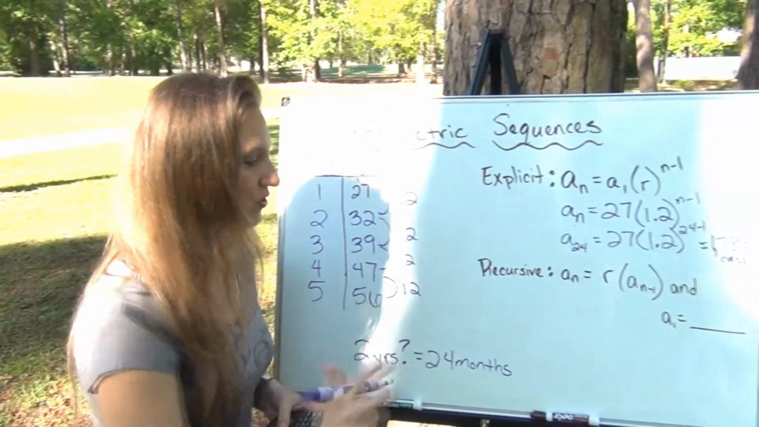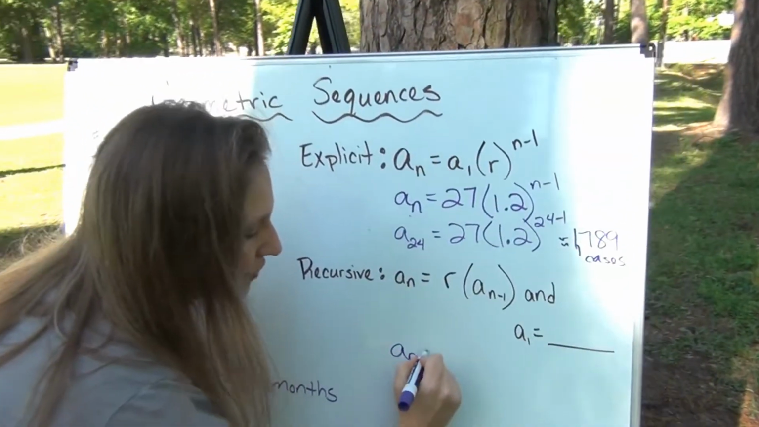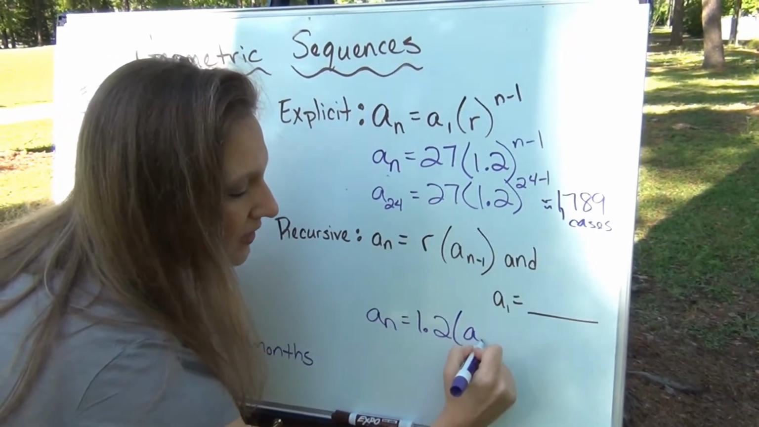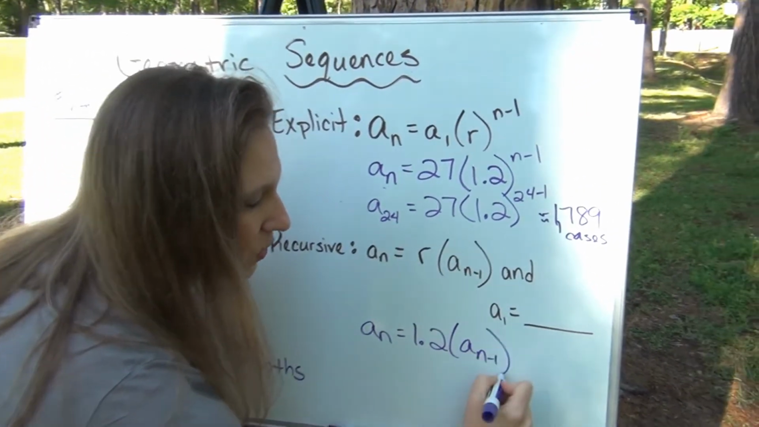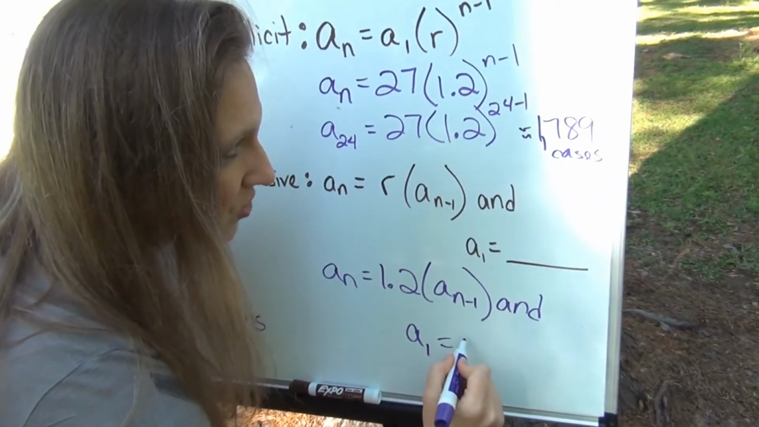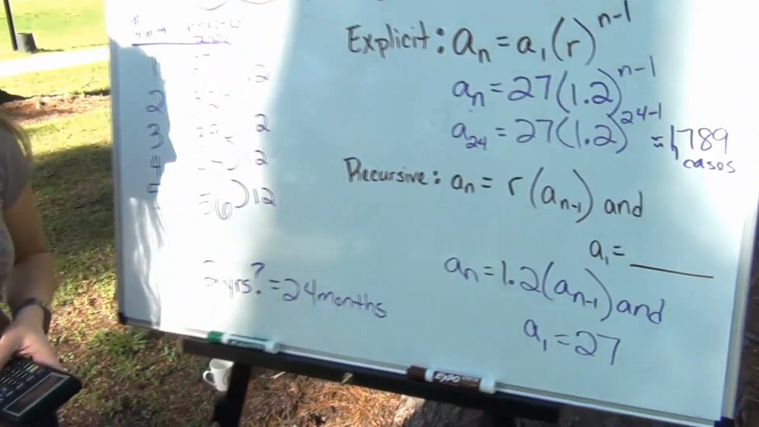Now, how about the recursive rule? In the recursive rule, I take the rate, which is 1.2, times the previous number in the sequence, and A sub 1, we are starting with 27 cases of the virus.